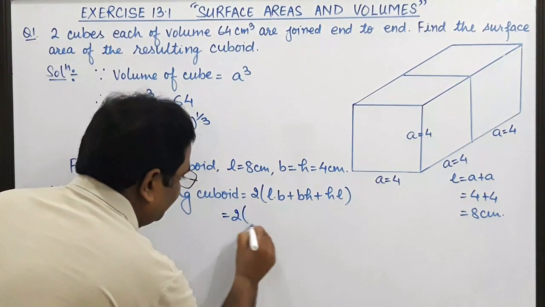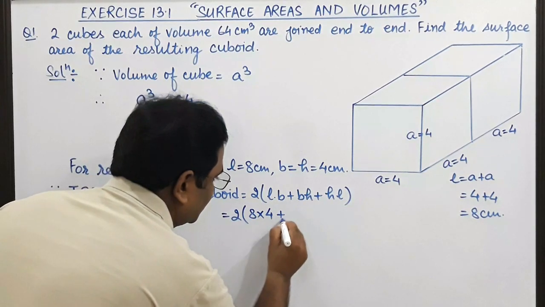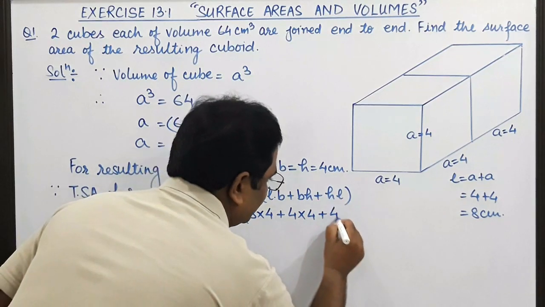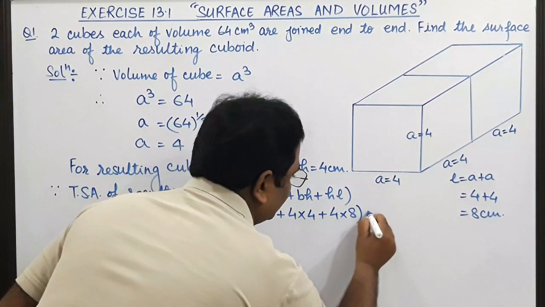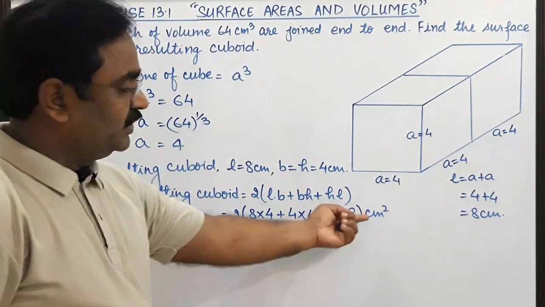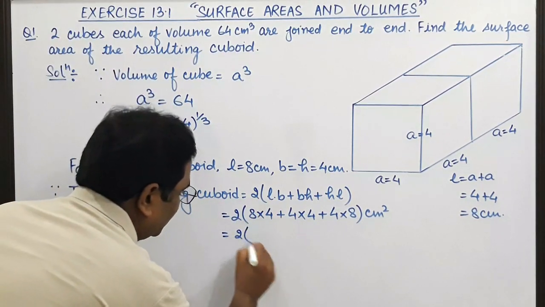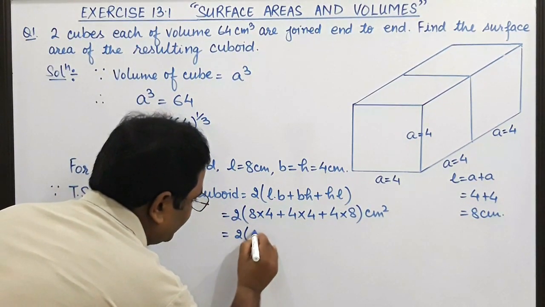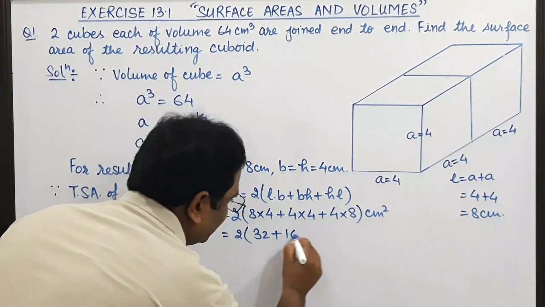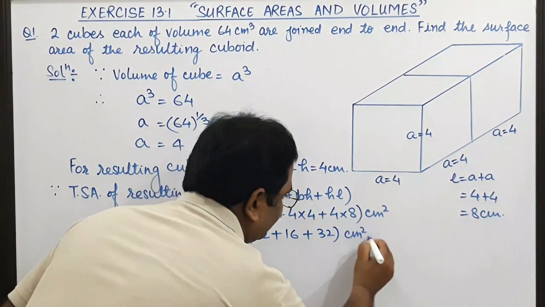2 multiplied by L is 8 centimeter, B is 4 centimeter, plus B is 4 centimeter, H is 4 centimeter, plus H is 4 centimeter and L is 8 centimeter. So the result is area in centimeter square, so the unit we have written. Now let us simplify it. 2 multiplied by 8 fours are 32, plus 4 fours are 16, plus 4 eights are 32 square centimeter.